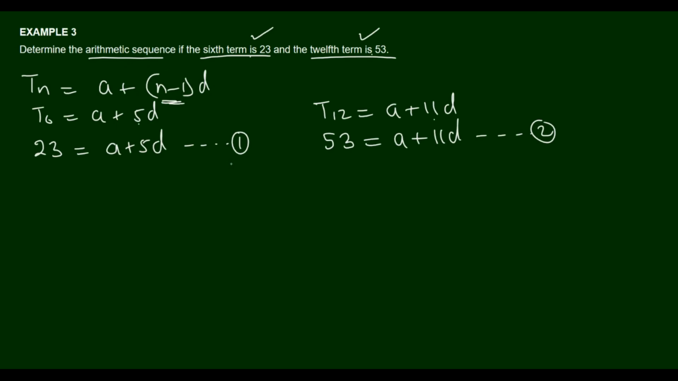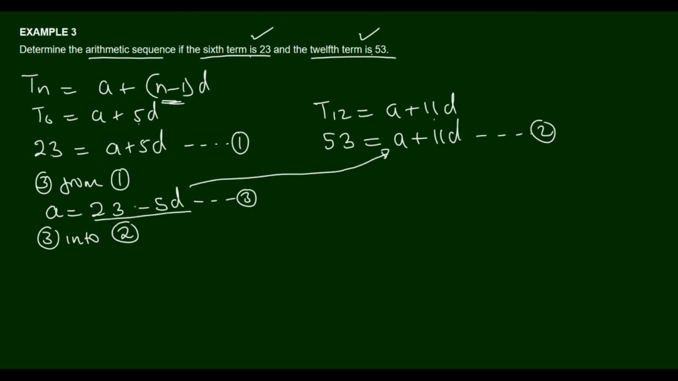I usually prefer substitution, but if you can use elimination, you can go ahead and use it here. Let's do substitution. We're going to create equation 3 from equation 1. A is going to be what? A is equal to 23 minus 5D. This is our equation 3. And then we substitute our 3 into 2. Where there's A there, we're going to put 23 minus 5D.